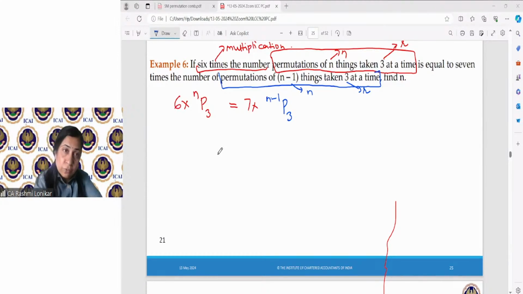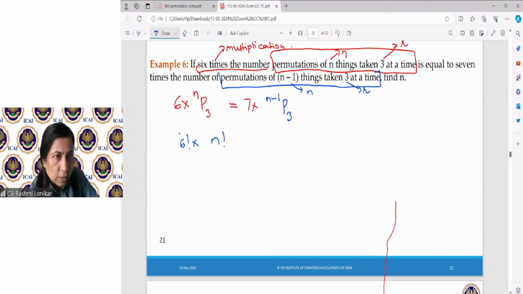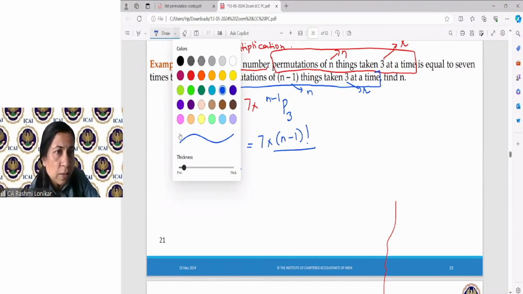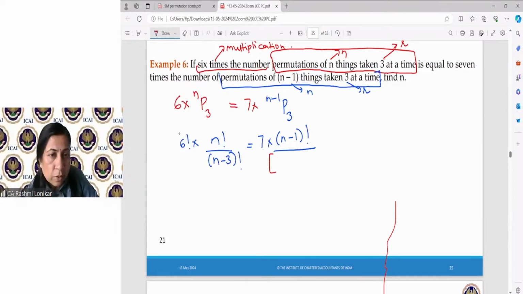See, you can do it in the shortcut way also, but if not, you will just write it as it is. 6 into n factorial upon n minus 3 factorial is equal to 7 into n minus 1 factorial upon... Now this denominator is very important that you remember. नीचे नॉर्मली हम n minus 3 लिखते हैं, लेकिन यहाँ n कितना है? n minus 1. So this is n minus 1 minus 3 factorial.